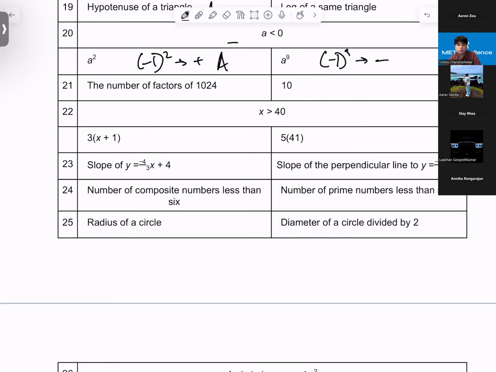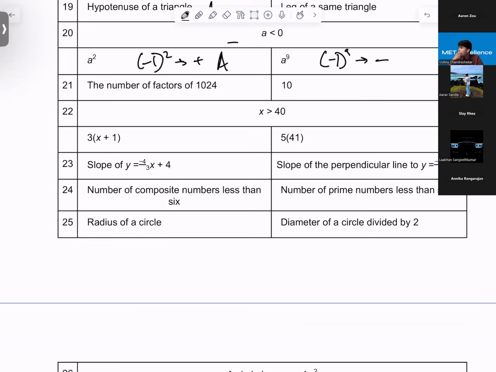Where is it? Question 21. Okay. So the answer option here would be A, since 10 to the 24 is equal to 2 to the power of 10. And the number of factors would be 11. So it would be A. All right.